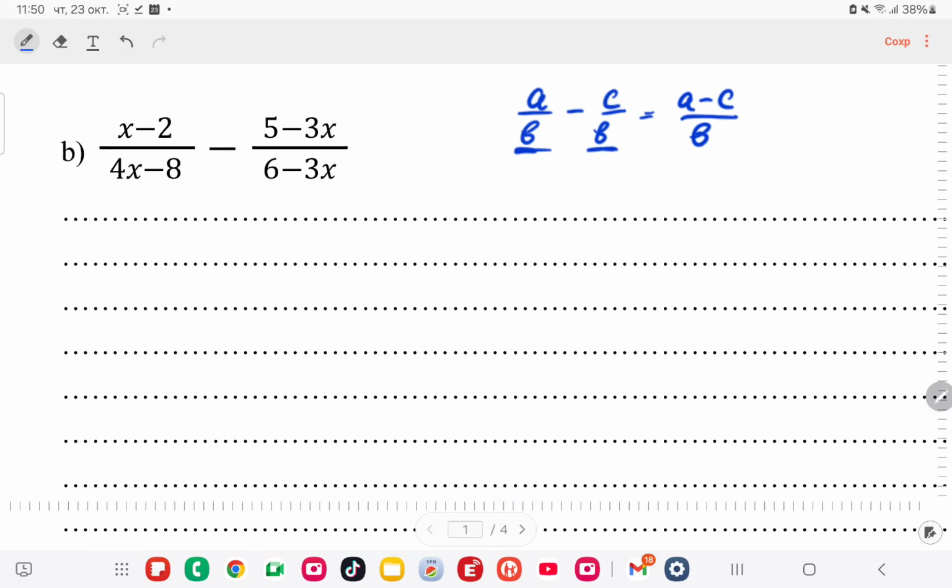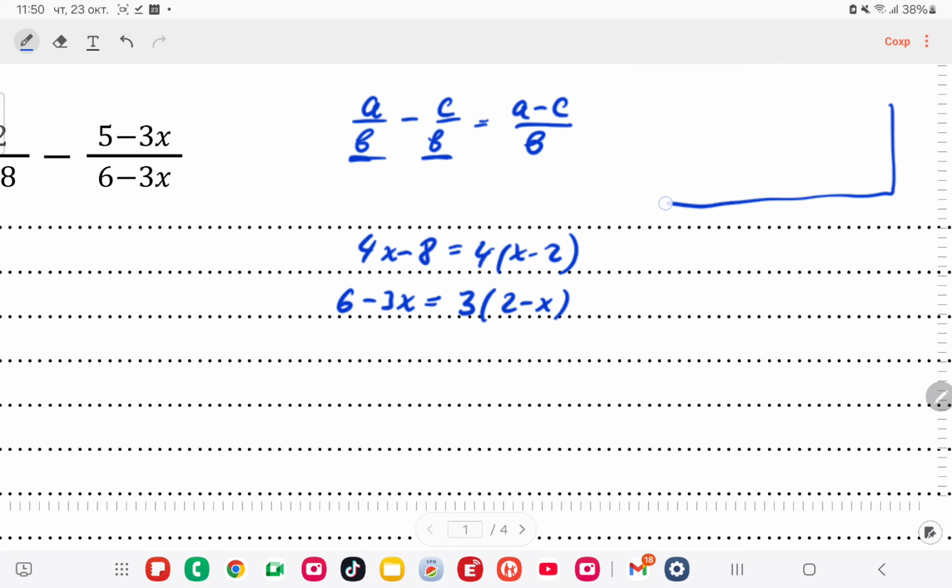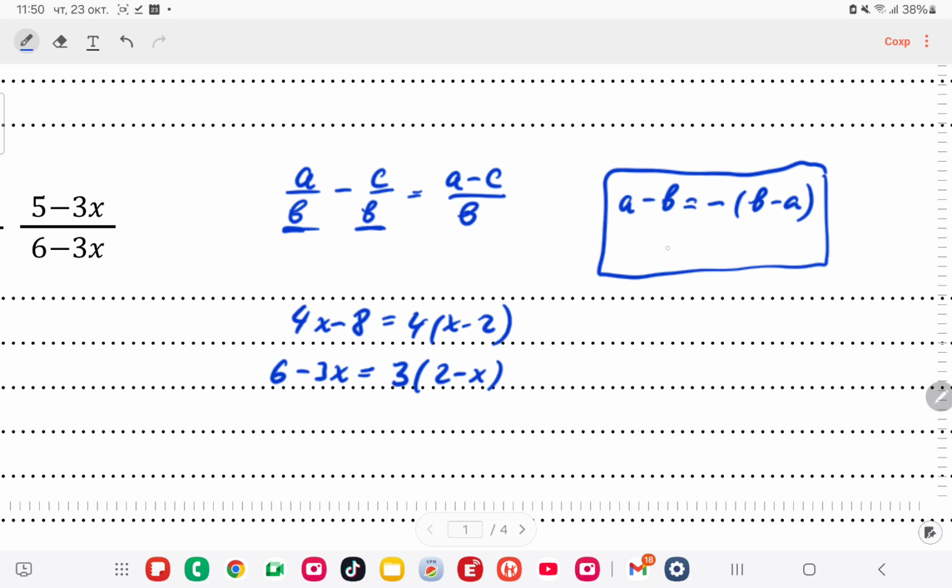But what we can notice, we can say that 4x minus 8 is equal to 4 times x minus 2. And then 6 minus 3x could be written as 3 times 2 minus x. And you see that these expressions inside the brackets are very, very similar. And that's why let's remind the formula of taking a minus out of brackets. So minus b minus a. For our case, it equals negative 3 times x minus 2. Now our expressions are equal.